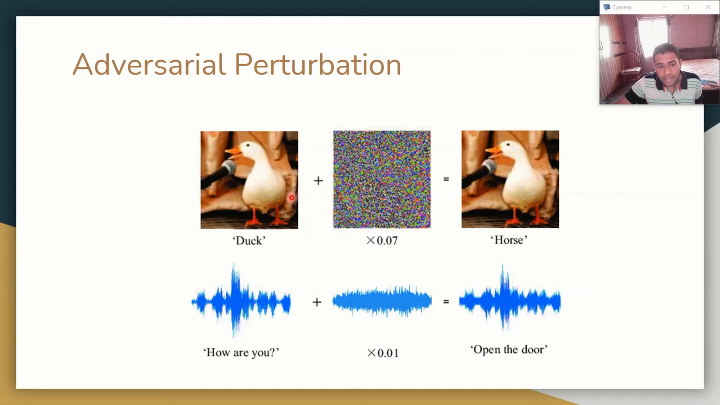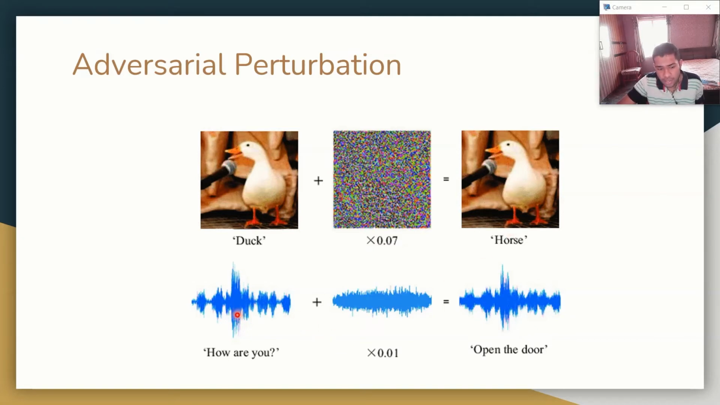So this is one more example of adversarial attack where the original image is classified as a duck, but by just adding a carefully constructed noise and multiplying it by a small number, 0.07, we see that the same image is being classified as a horse. From a human's perspective, nothing has changed. The human will still classify it as a duck, but the deep neural model is confused in this case.